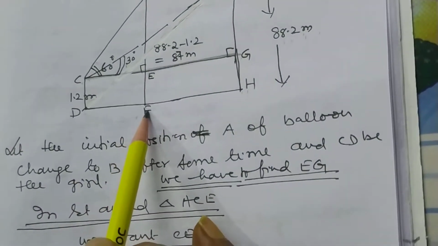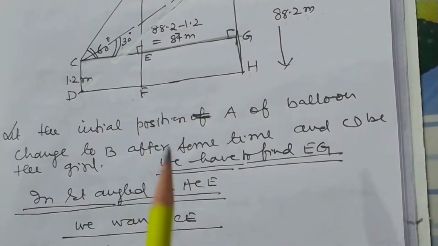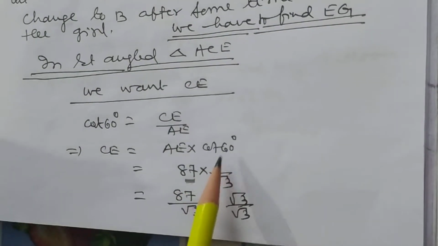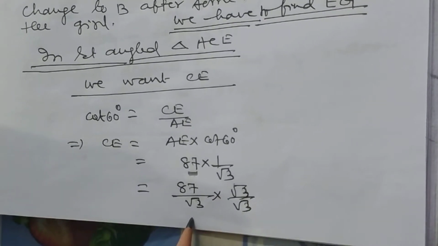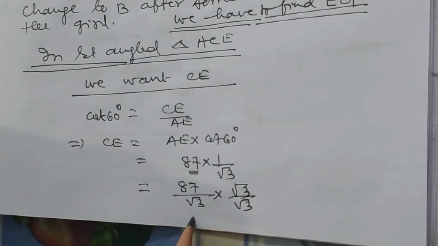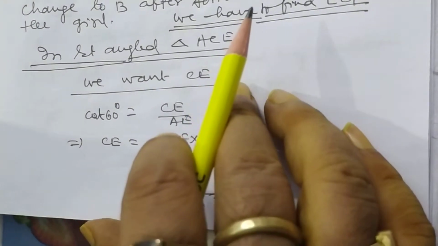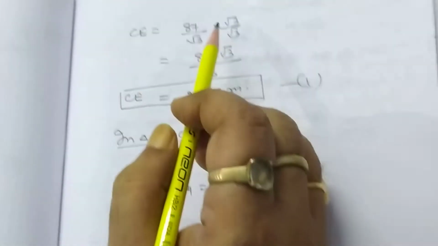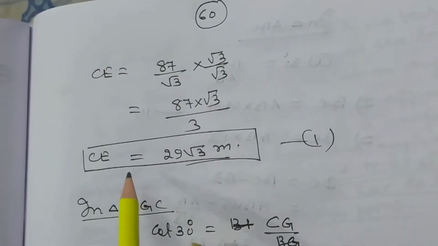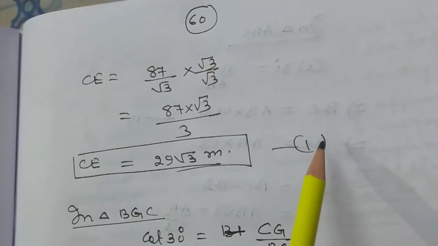AE is 88.2 minus EF, that is CD, that is 1.2. So 87. Cot 60 degree is equal to 1 by root 3. So CE is equal to 87 by root 3. And by rationalizing it, we have CE is equal to 87 by 3, my dear students. So now CE is equal to 29 into root 3 meter.